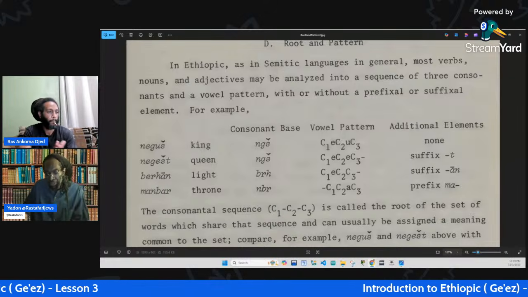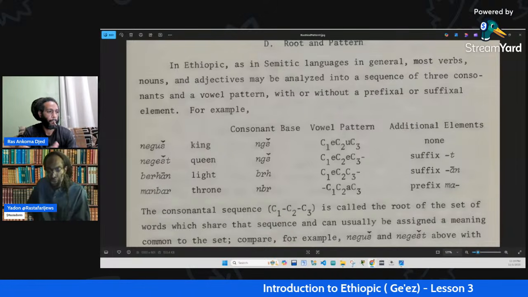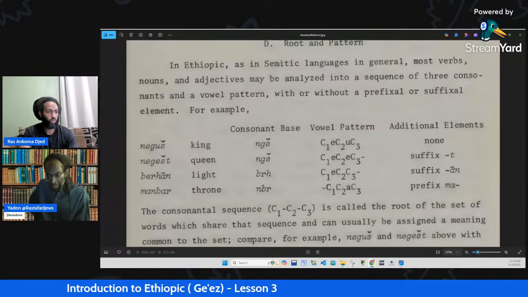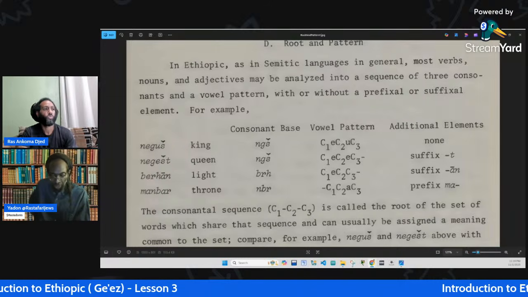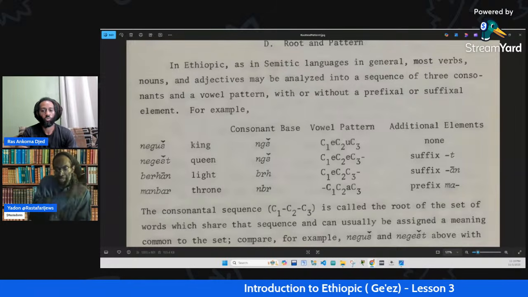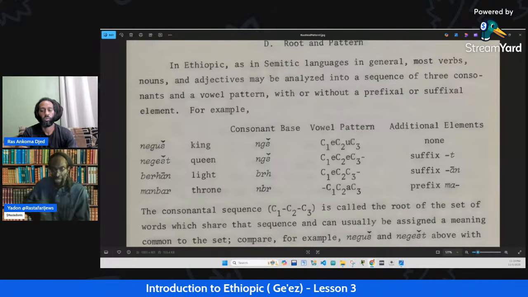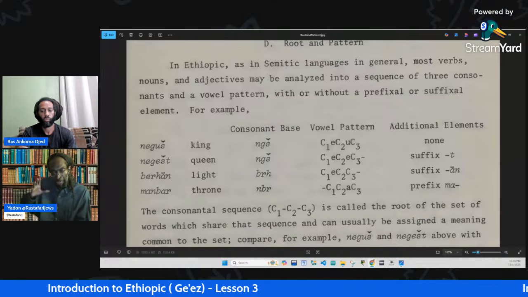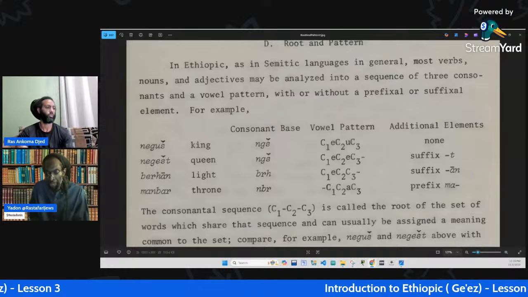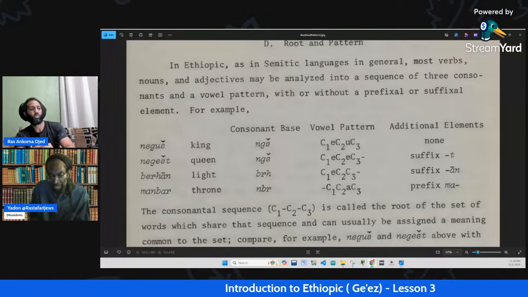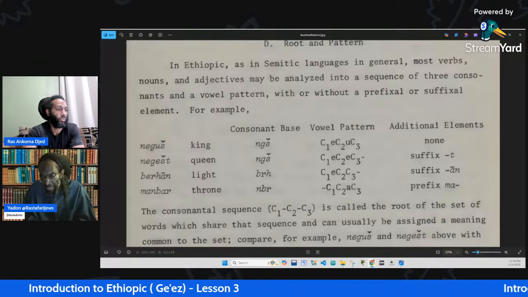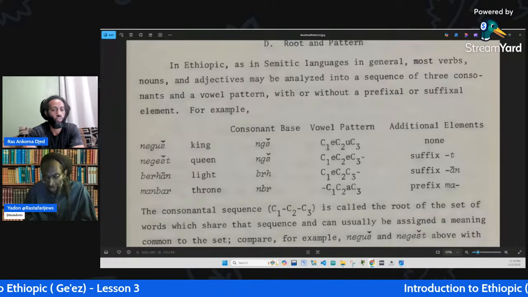So the consonantal sequence is like the consonant and the vocalization, the vowel sound, or no vocalization, then the consonant, and so on: one, two, three. But it can have a prefix and it can have a suffix. Sometimes with practice you'll begin to see it and pick it up. This is called the root: the set of words that share that sequence and can usually be assigned a meaning common to the set, right?